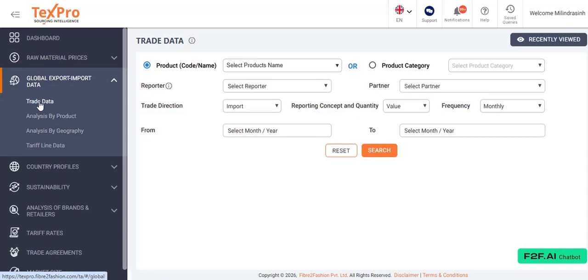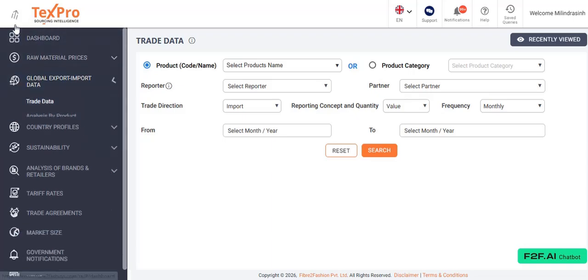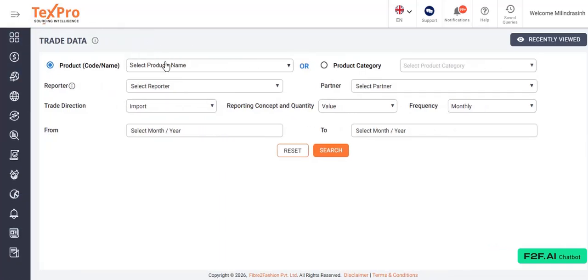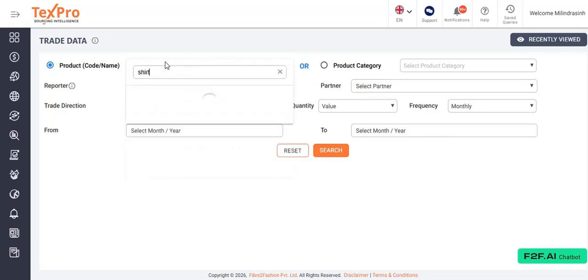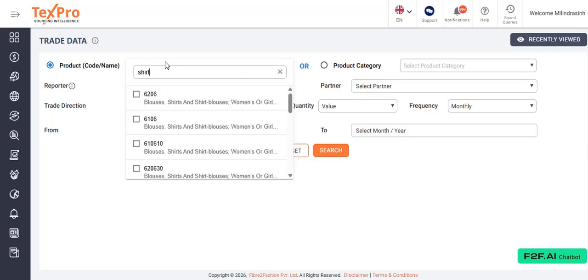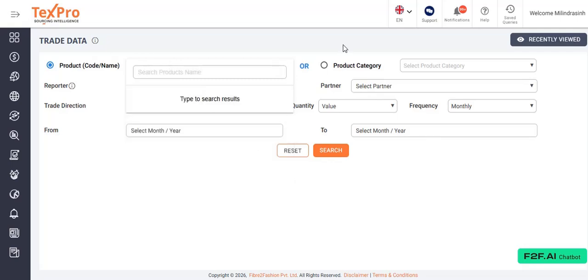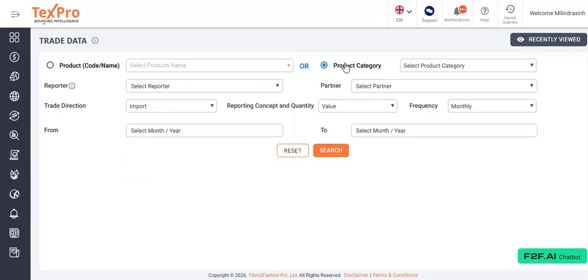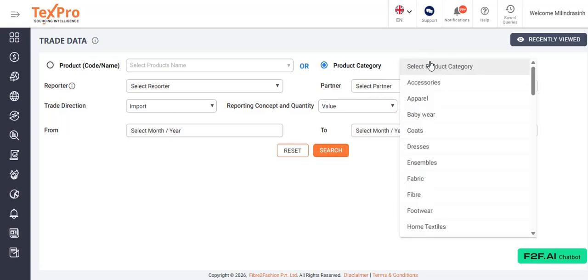Let me take you through the raw trade data first, and then we'll proceed into the analysis part. Over here, you have an option of searching the data either with the product code, that is the HSN code, or the keywords. So you can type in the keywords if you're not familiar with the HSN codes, or else you can try using HSN codes and select the products which are of your interest. The second search option is an aggregated search option wherein the HSN codes are aggregated into different ready to use categories. This helps you understand the data at a category level.